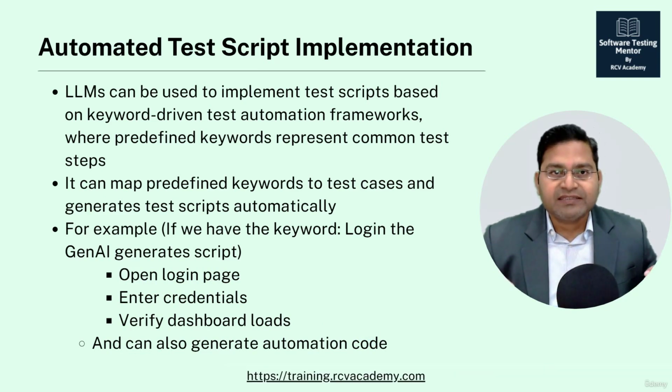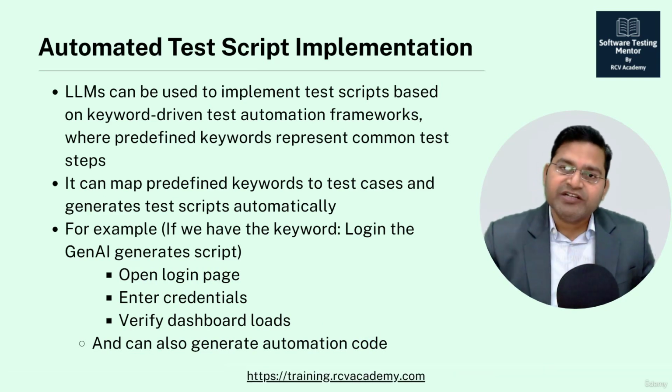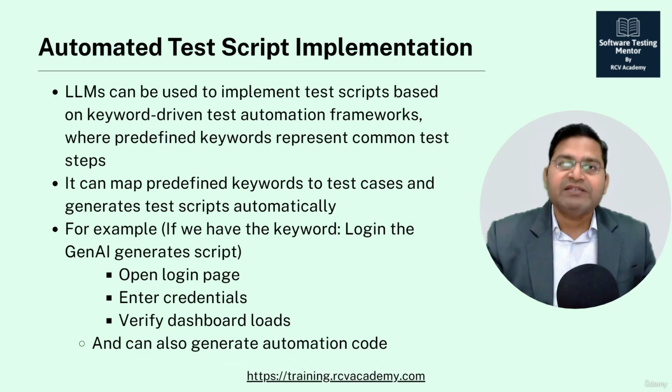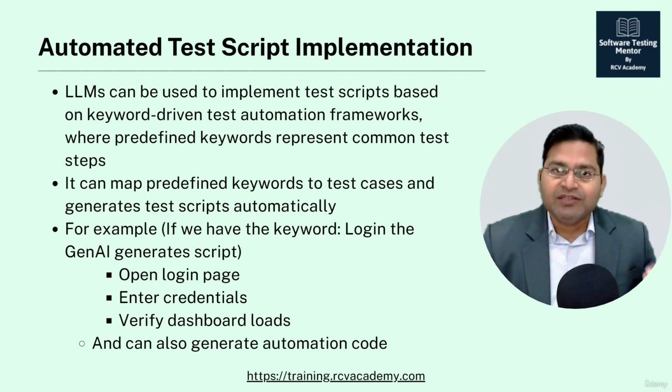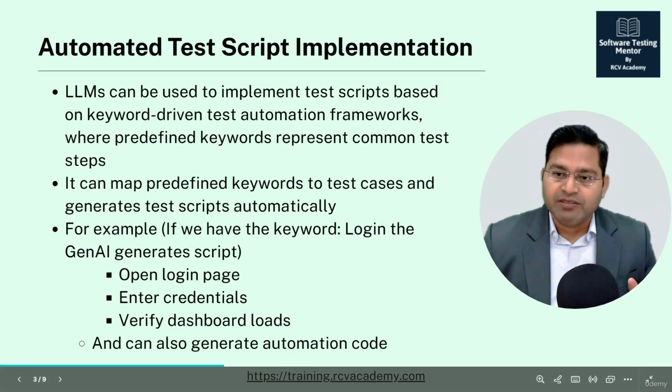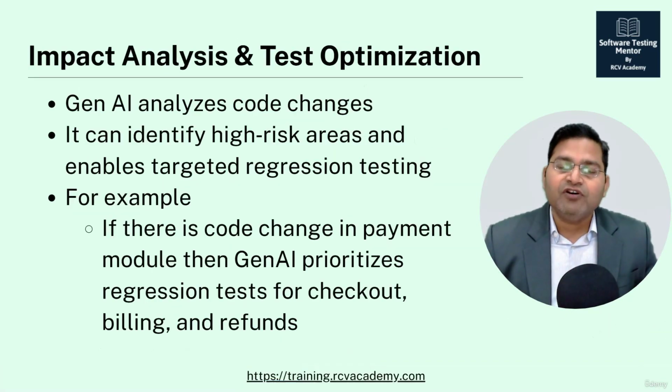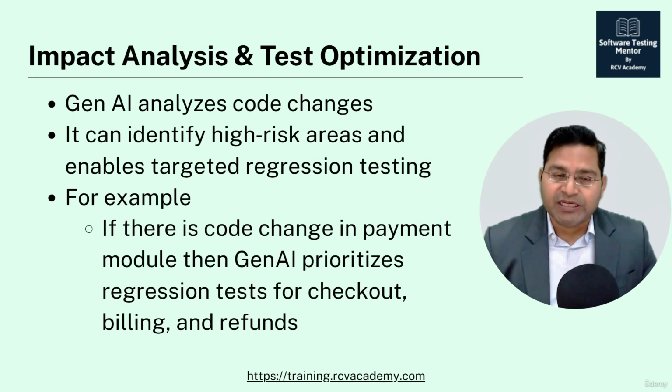So for automated test script implementation, whether it's the keyword driven framework, the hybrid framework, or the API testing that you are doing, you can utilize generative AI to get suggestions for the code snippets and for the framework structure as well, and then use it in your automation. Then you can use generative AI for impact analysis and test optimization as well.